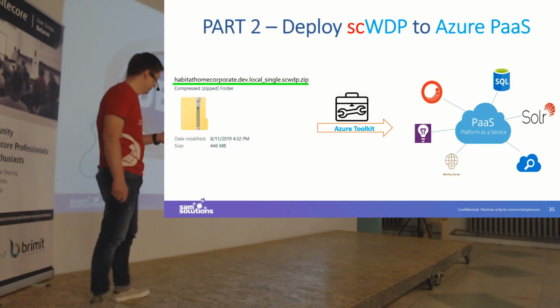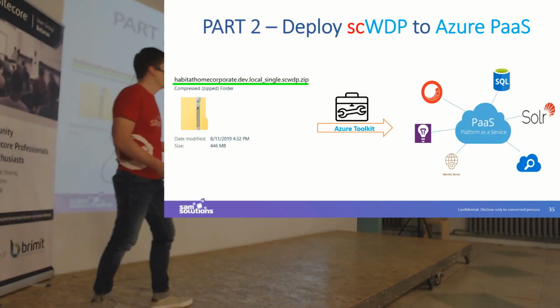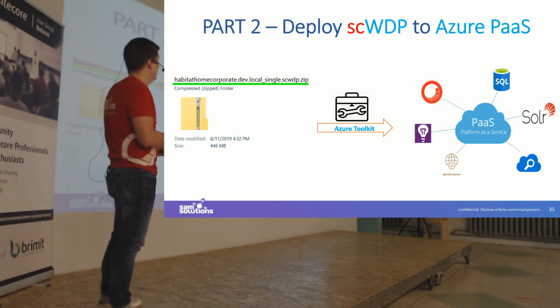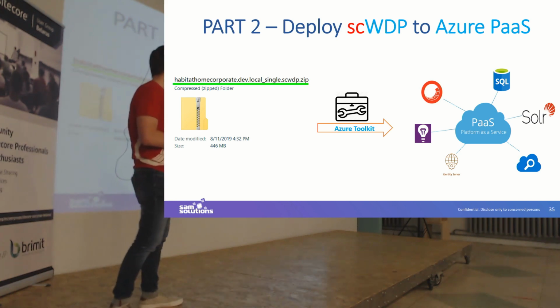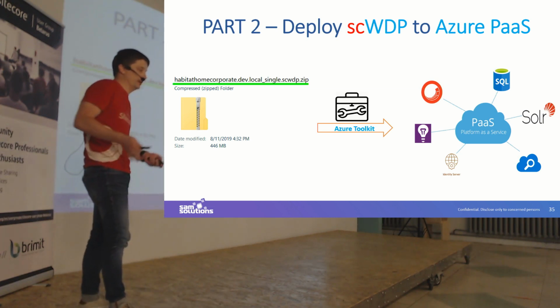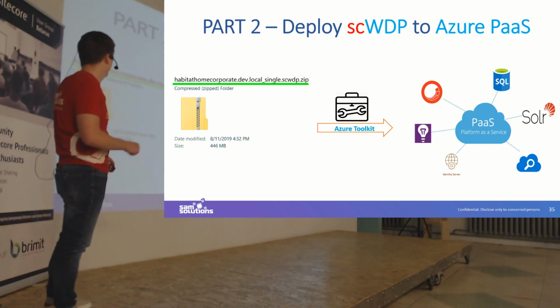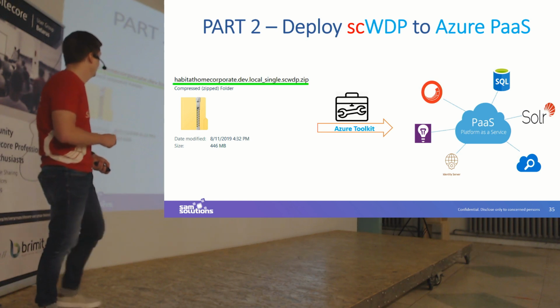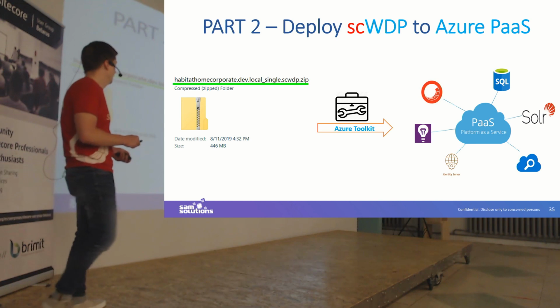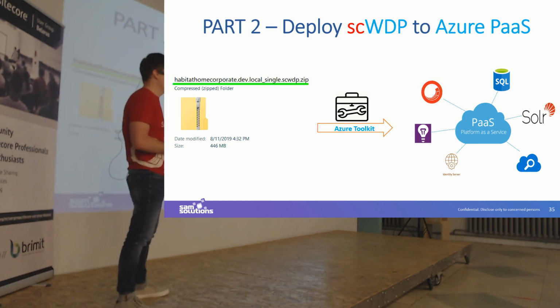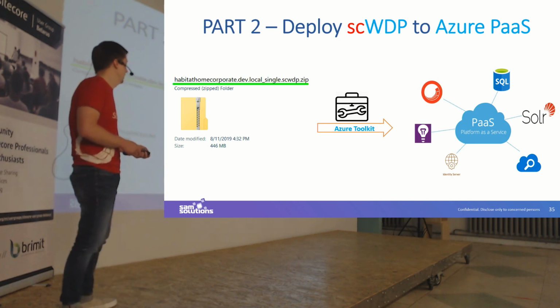So, part 2, we need to deploy our prepared Sitecore web deploy package to Azure PaaS. This is the second step. So on the left side, we have the configured web deploy package. Also, we are going to use Azure Toolkit to have Sitecore deployed in PaaS.